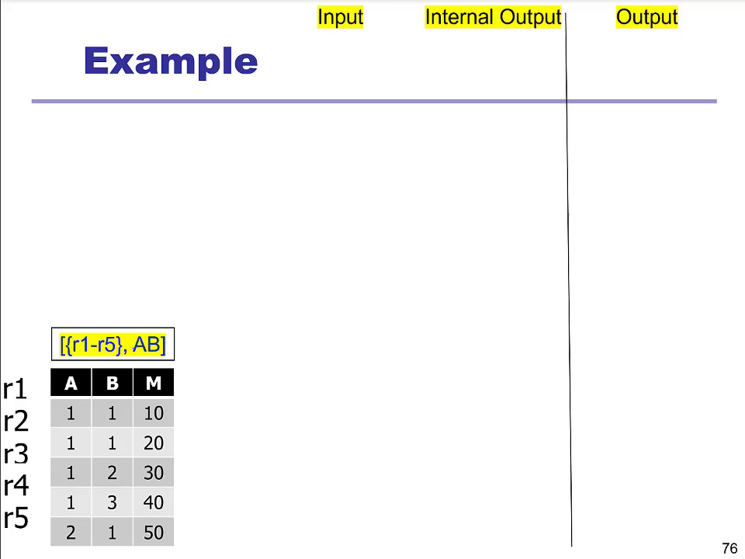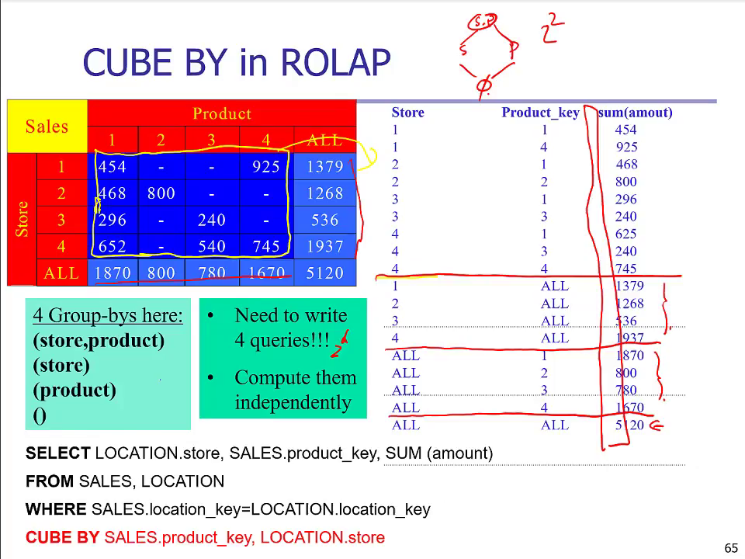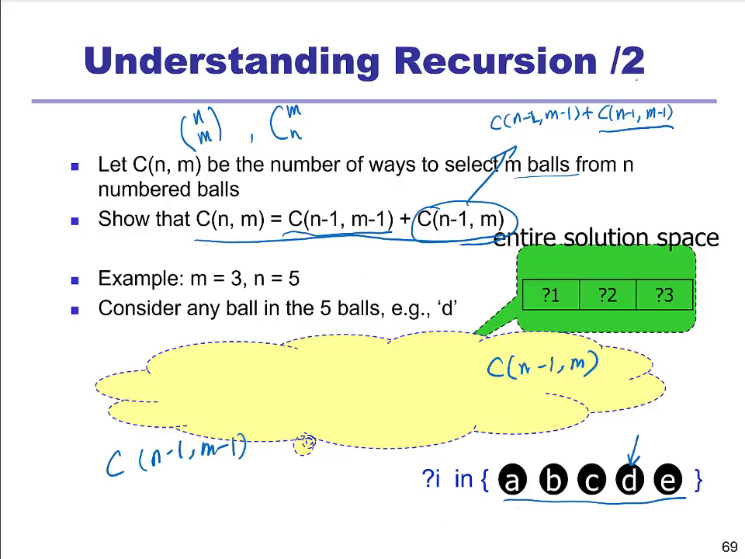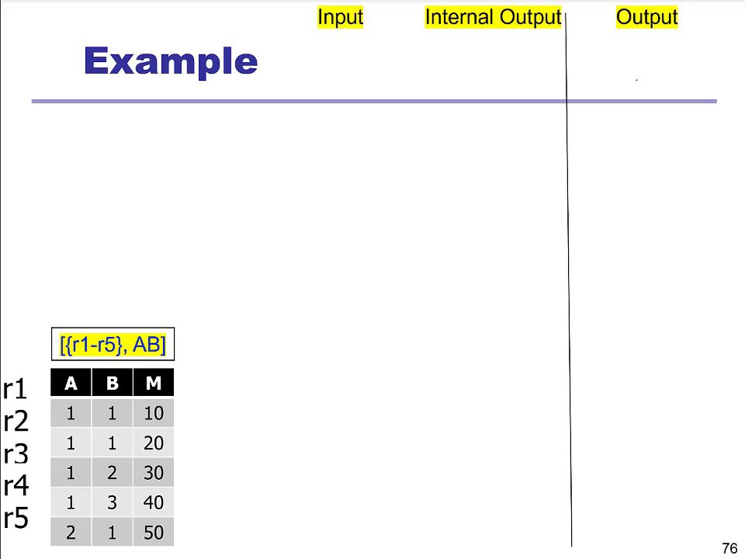All right, so let's look at the 2D example where we have 2 dimensions, A and B, and we have the measure M. If you still remember, this is what we expect to see, something like this. And later you will see how we get that. For this 2D example, we first do slice on A, right? A has 2 distinct values, 1 and 2.